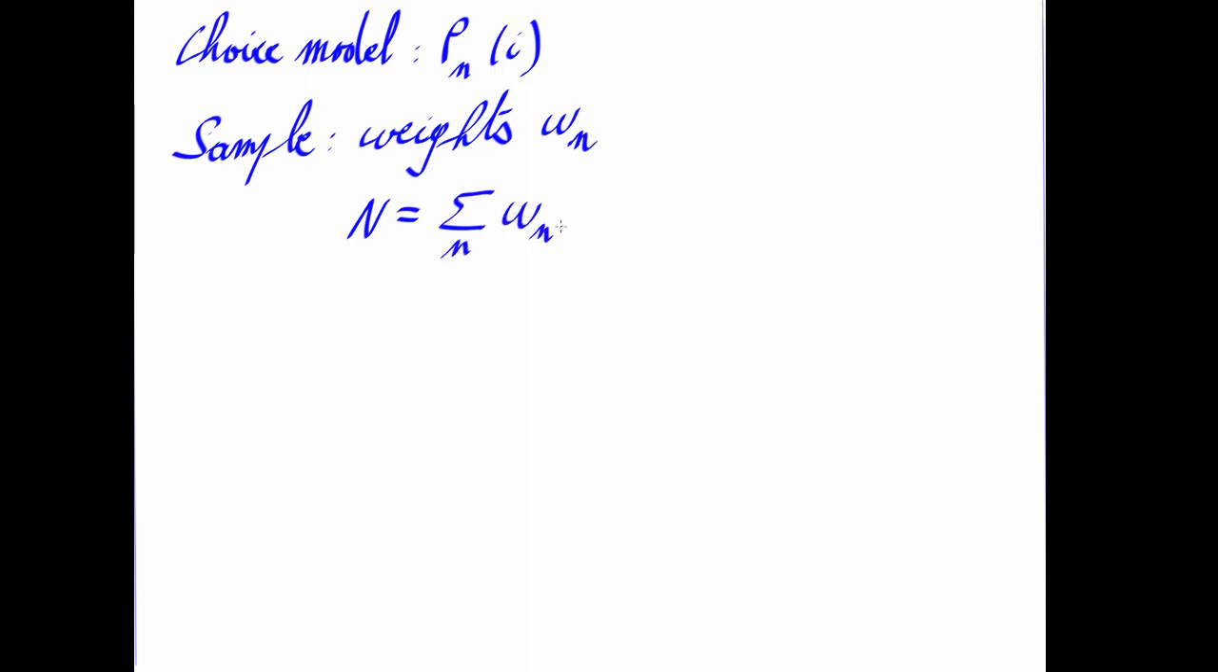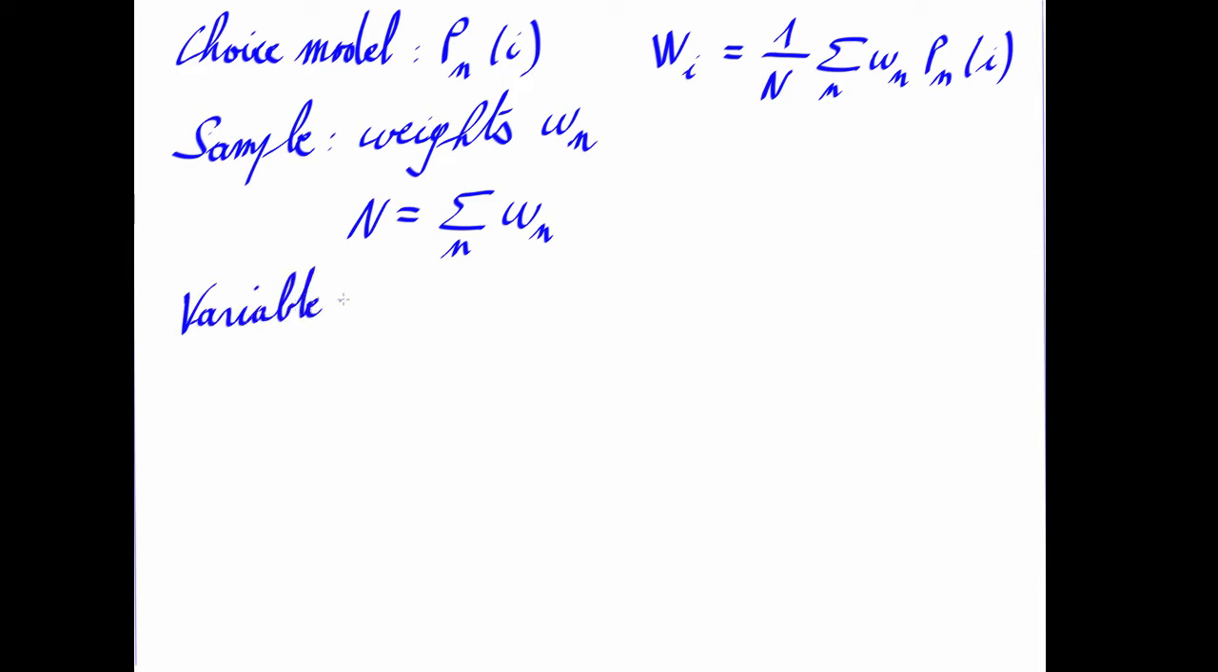Using this sample and the choice model, we can calculate the market share of alternative i in the population. It's denoted by W_i, and it's equal to 1 divided by N, sum over n of w_n P_ni. Let's now consider one variable from the model, let's say variable number k. For each individual n, x_ink is the value of this k-th variable for alternative i.